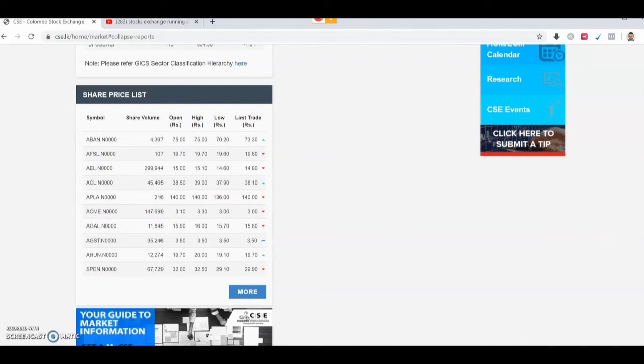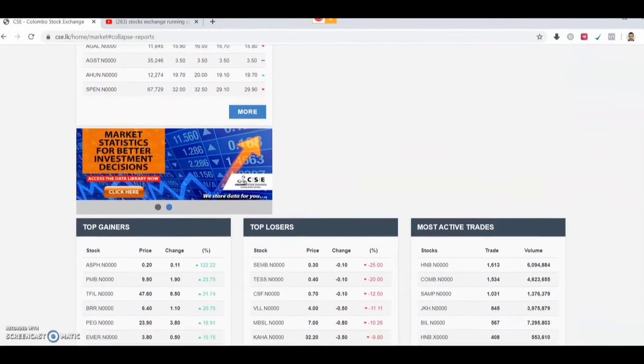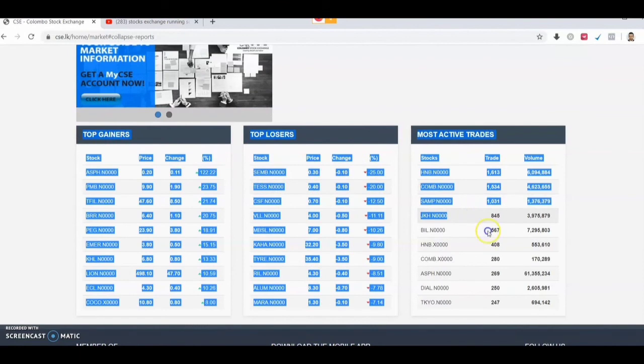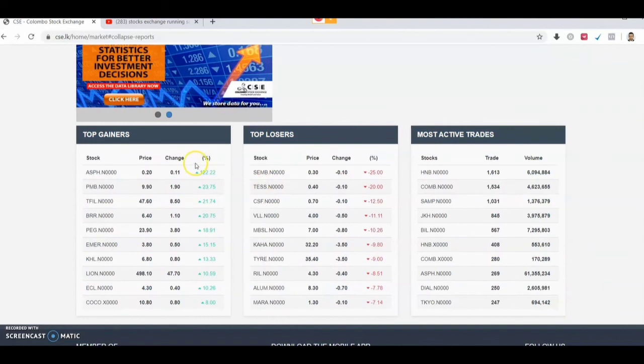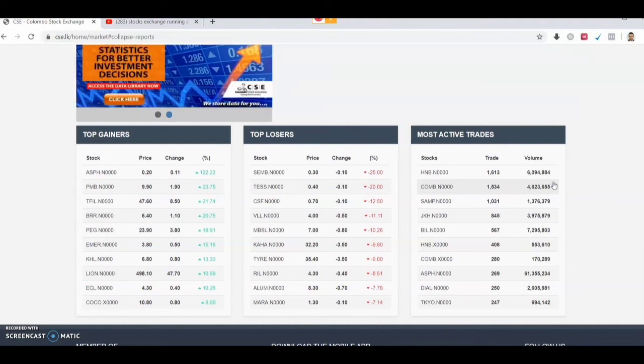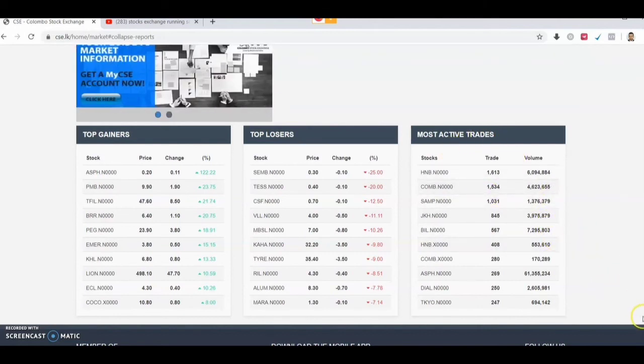And going below, you will have the top gainers, top losers, and most active traders. This area is basically a summary of the particular trading day: gainers, losers, and the most active traders who contributed towards the ASPI. And you can see the price changes, what has happened over the last trading date. This is the most active traders.